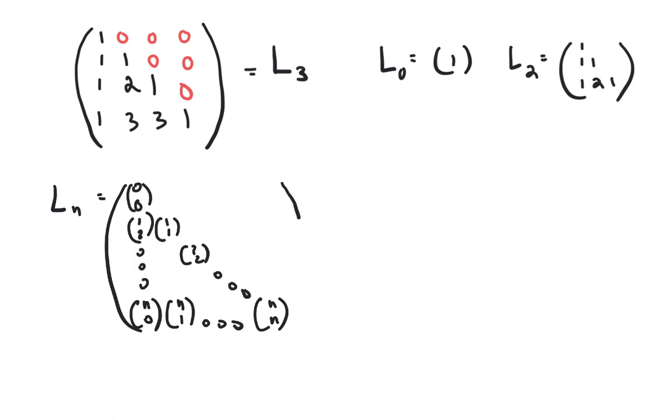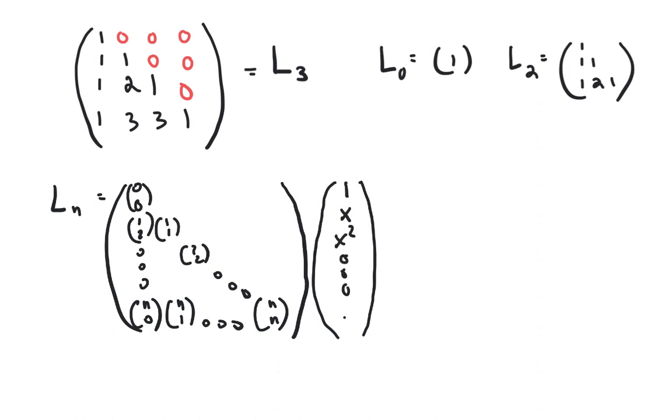So hopefully that's clear what I mean by Ln there. So maybe let's see what happens when we multiply this following vector by Ln. And it'll be 1, x, x squared, all the way down to x to the n. And maybe pause the video now and see if we can work out what's going on here.